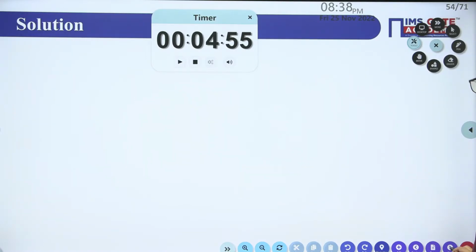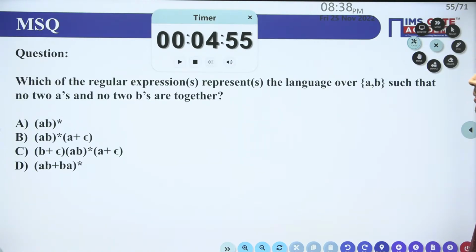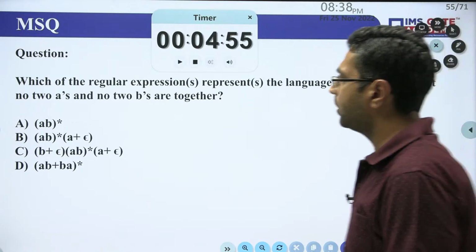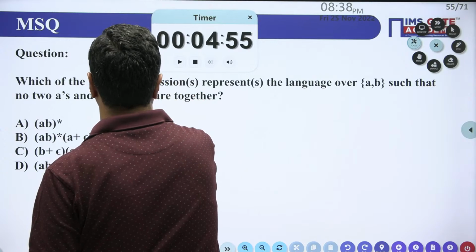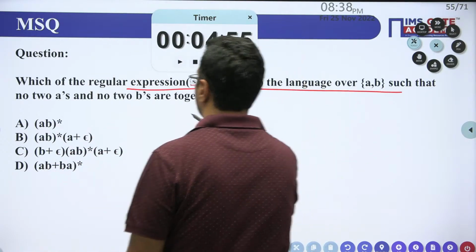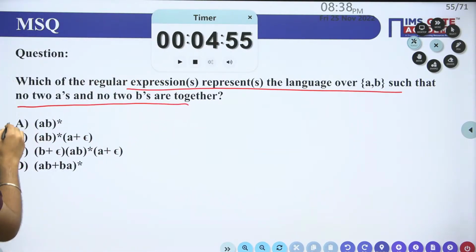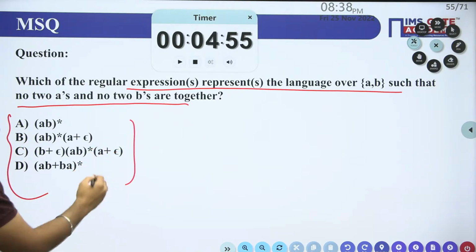Let's see the next question that we have. Which of the two regular expressions represents the language over {a, b} such that no two a's and no two b's are together? So, some 2 minutes to you guys to solve this question.